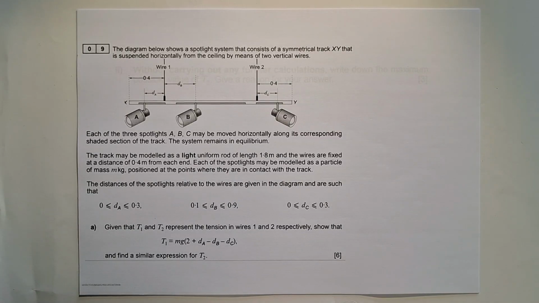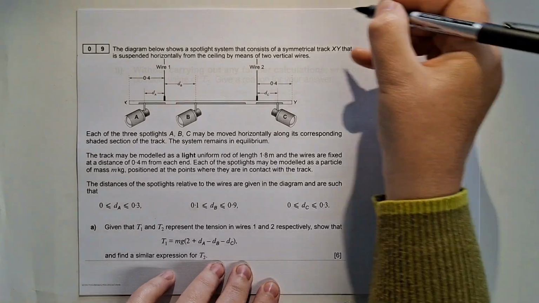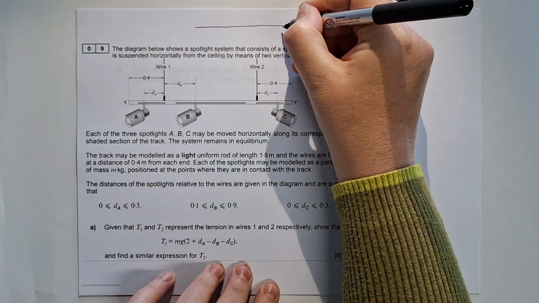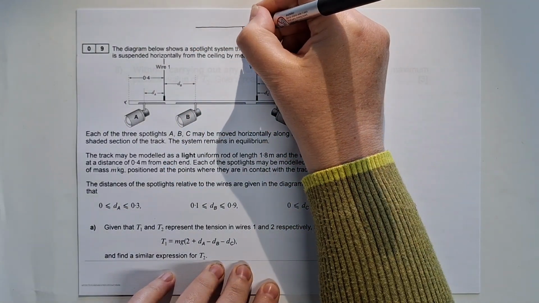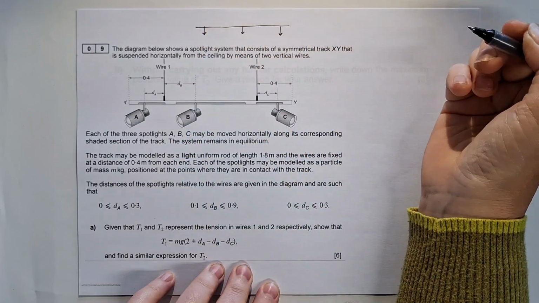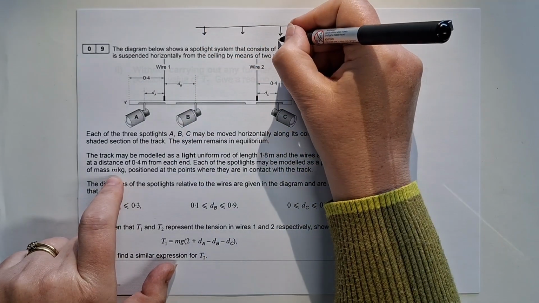Question 9. Oh, I love this question. It just looks terrifying, but actually it's not too scary. So this is the moments question. You've got basically a track where you've got 3 downwards masses. Okay, each of these are mg.